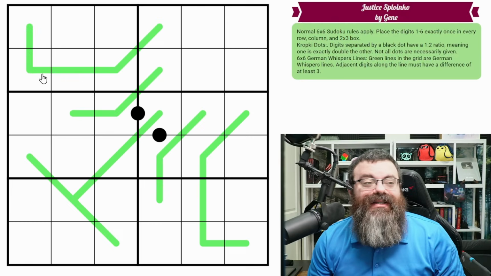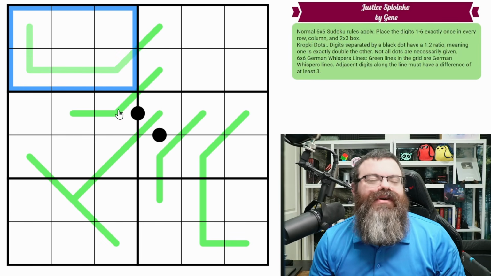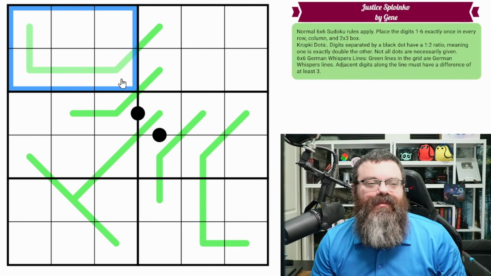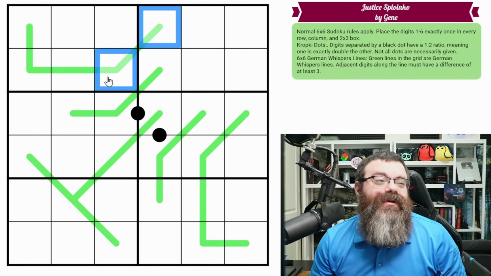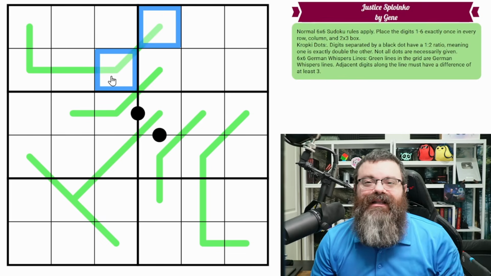So we have normal 6x6 Sudoku rules. That means in each row, each column, and each 2x3 box, we are placing the digits 1 to 6 exactly once each. We also have German whisper lines on the grid. The way these work is adjacent digits on the line have to have a difference of at least 3.